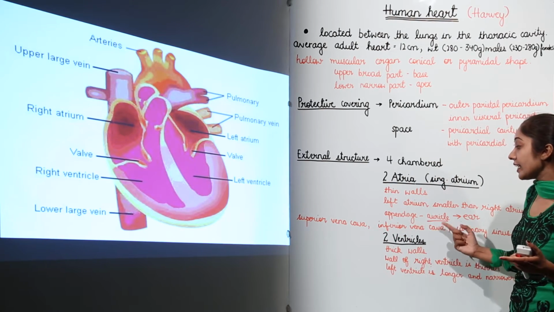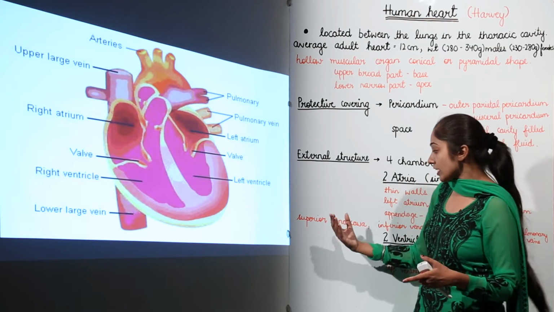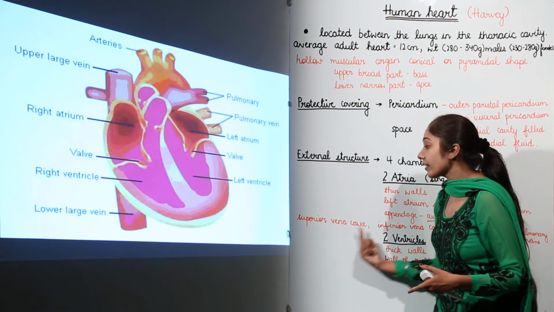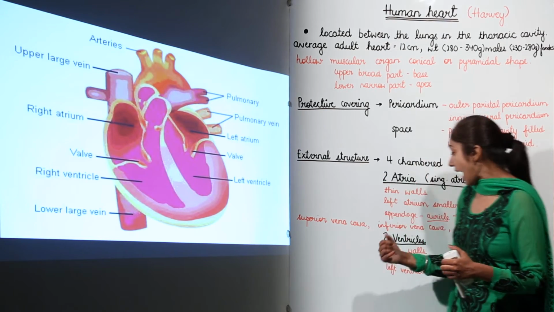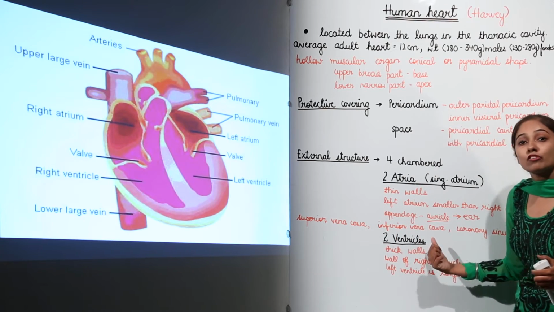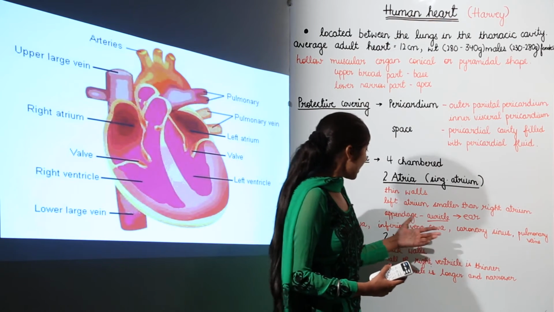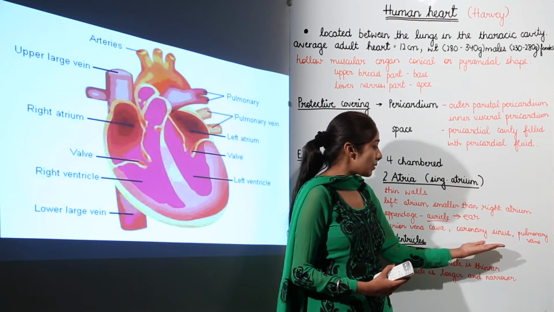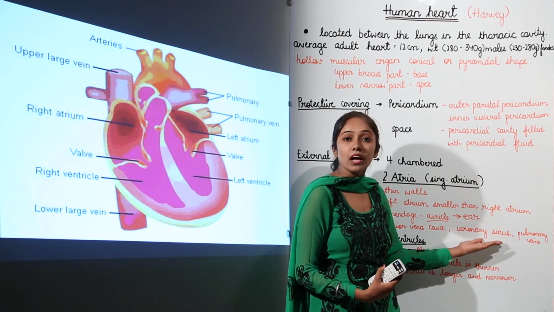Inferior vena cava, it brings the blood from the lower regions of the body. So just remember from the word superior and inferior. Superior vena cava brings blood from the upper regions of your body, and inferior vena cava brings blood from the lower regions of the body, for example, legs. Then we have coronary sinus. Coronary sinus actually has blood mostly from the heart only.